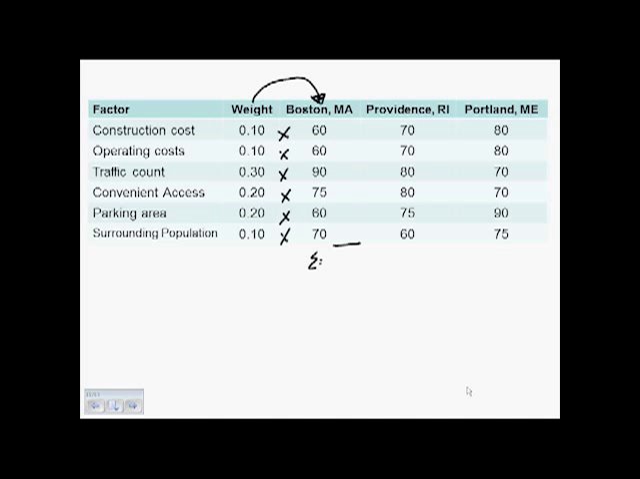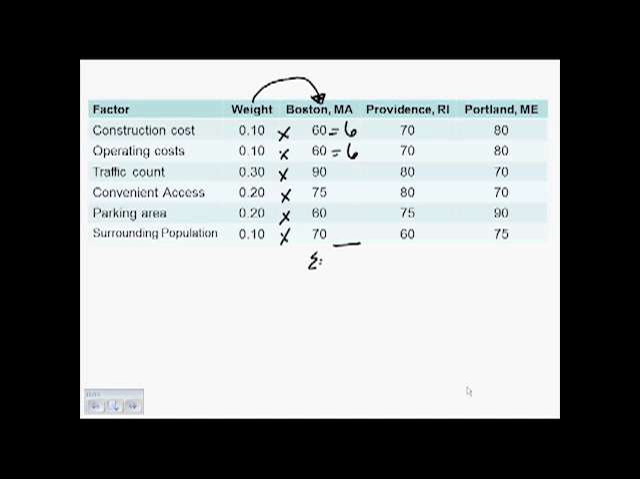So we said that on a score of 0 to 100, construction costs were about a 60. They're not really high or really low, but it's about a 60, which is really a subjective means to find these scores. So if I take 0.10 times 60, I find that that's 6. Operating cost, Boston also scored a 60, and its weight is 0.10. So again, multiplying that out, that's a 6.